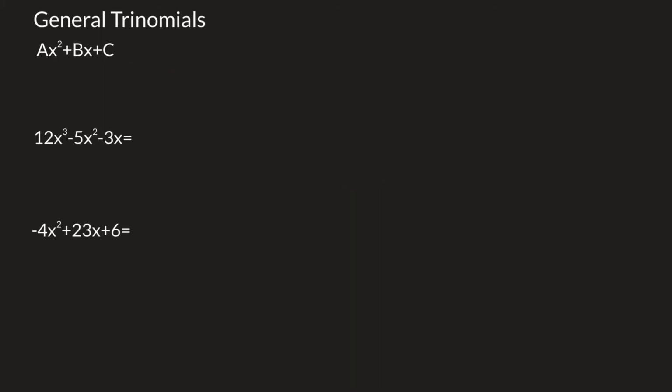So now we're going to talk about general trinomials. Don't get scared. It's the exact same thing that we did on the last slide. So instead of having a as 1, a could be any number now, including 1. If we go back to the last slide's logic, we want to find two numbers whose product is a times c, but we also want those two numbers to add up to b. So let's apply that here.